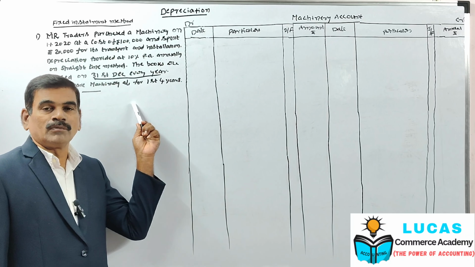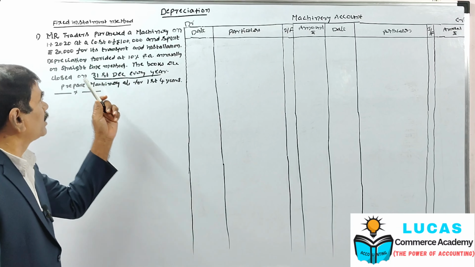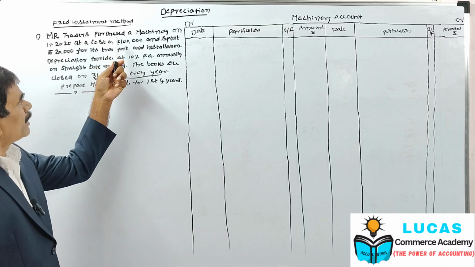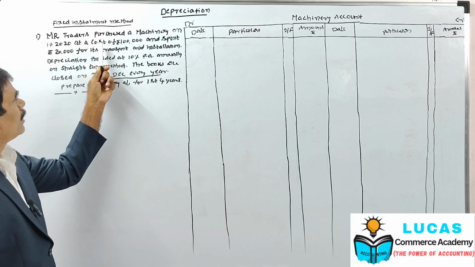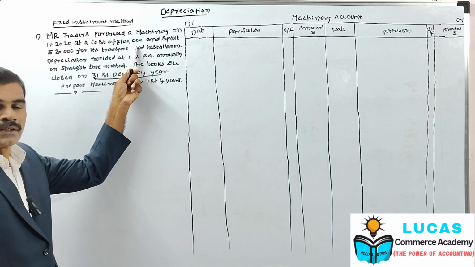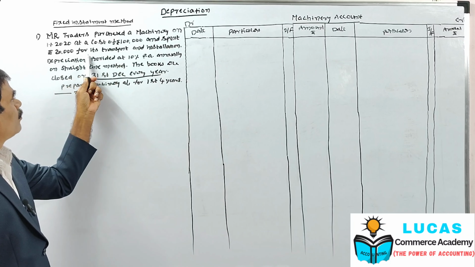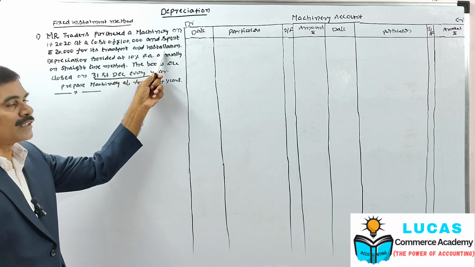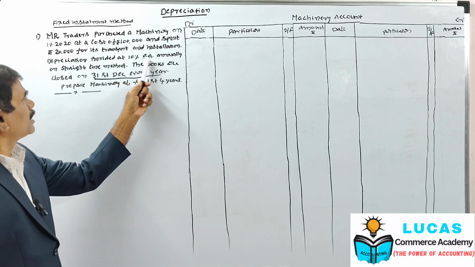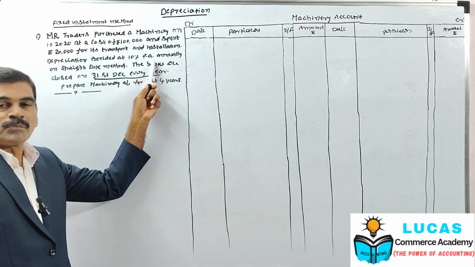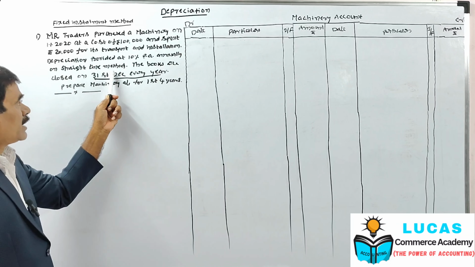Now we are going to a problem on the fixed installment method. Let us see. The problem is: MR Traders purchased a machinery on 1/1/2020 at a cost of rupees 1 lakh. So here the cost of asset is 1 lakh, and they spent 20,000 for its transportation and installation charges. Next, depreciation is provided at 10% per annum. That means the rate of depreciation is directly given to you, so use the first formula, the straight line method.